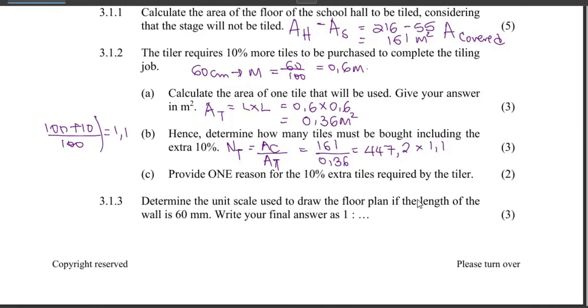If you do this on your calculator, you get the answer like this. So I'm multiplying 447.2 times 1.1. The answer becomes 491.92. But remember, you can't buy a half a tile. It has to be a full tile. So the answer here is going to be 492 tiles.